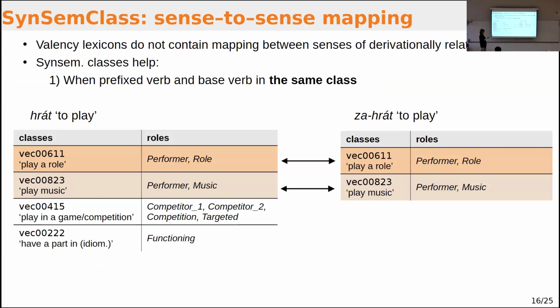So sometimes the semantic addition of the prefix is quite small. And so a lot of the times it happens that the prefix verbs are in some of the exact same classes as the unprefixed verb. For example, zahrát is in class play a role and play music, just like 2 of the 4 SynSemClasses recorded for to play. And so we can map these 2 senses and their corresponding valency frames automatically.